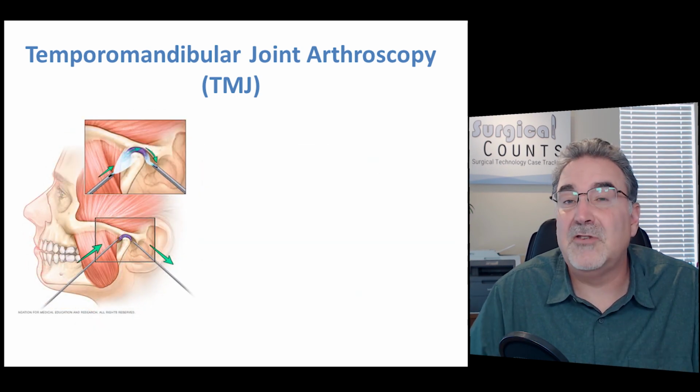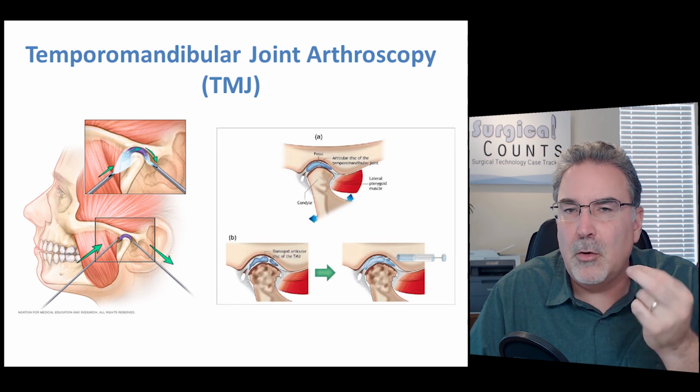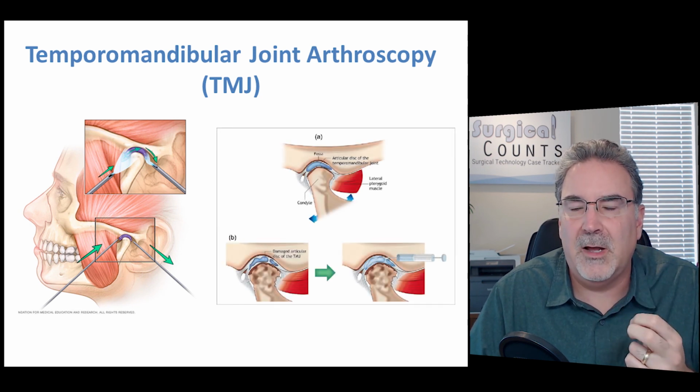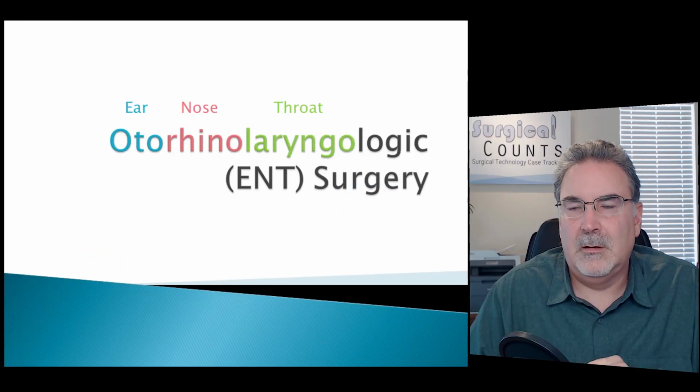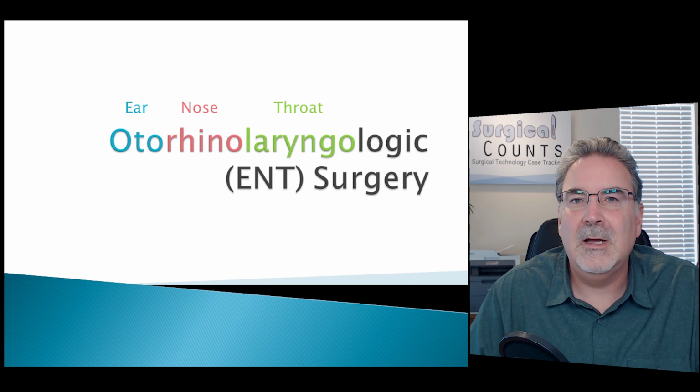Sometimes this may involve just flushing the area with some fluids or maybe sculpting the bone and sculpting the joint in a little way that makes it open and close more easily. So that's a quick look at some of the ENT procedures that you might be assisting with. I hope this gives you a little bit of better context as you go into your full ENT lecture.